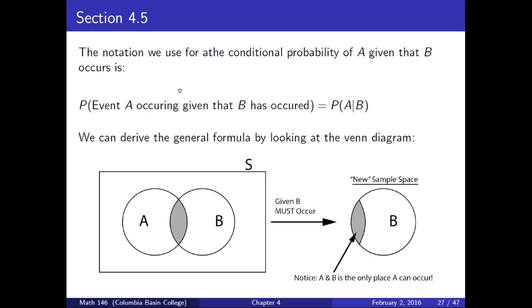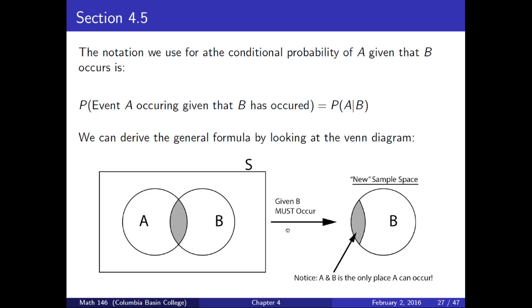The notation that we use for conditional probability is the probability of A given B. So if I want to say the probability that A occurs given that B has occurred, we use this vertical line. So this is the probability of A given B. And actually, we can derive the general formula by looking at a Venn diagram. Okay, so you have some general sample space, and say A's here and B's here, and there's some overlap.